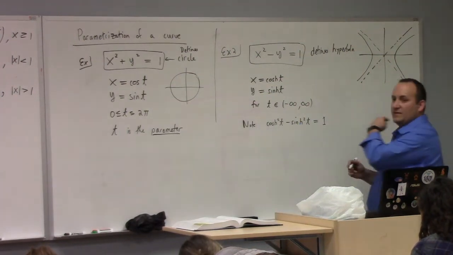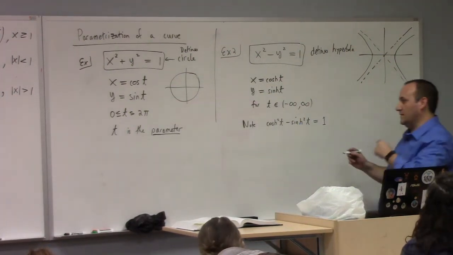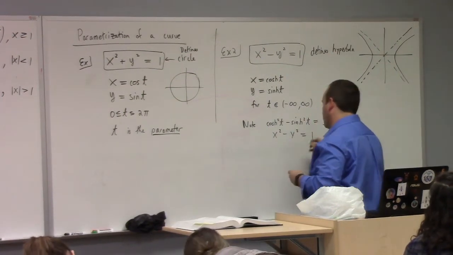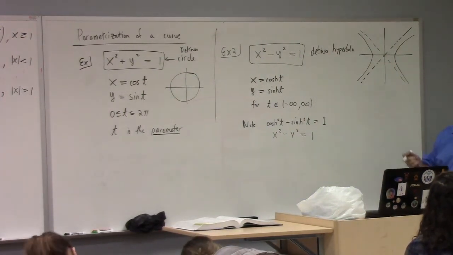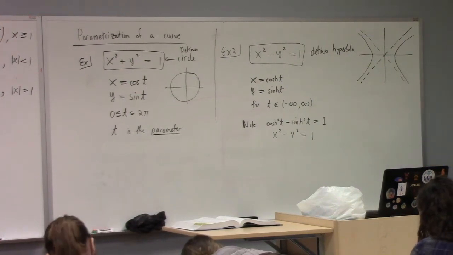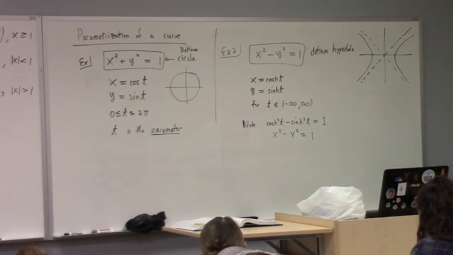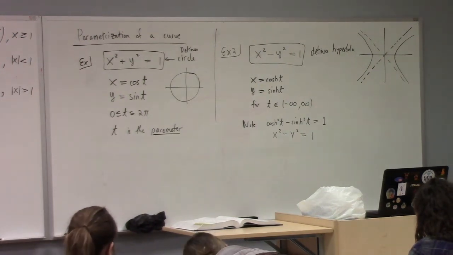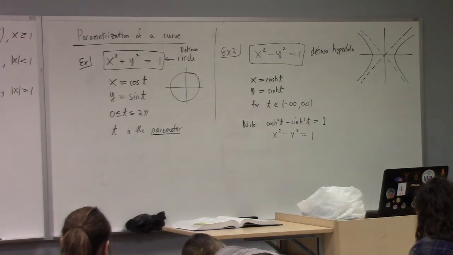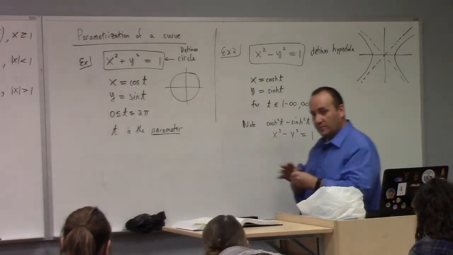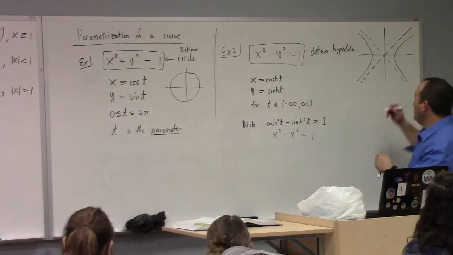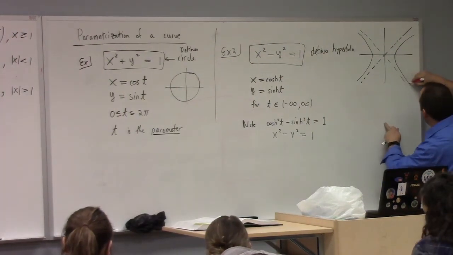So note, cosh squared minus sinh squared is 1, and this is x squared minus y squared equal to 1. In other words, it works. So this is a parameterization of a hyperbola. But actually, not the whole hyperbola, because what do we know about cosh? It's larger than or equal to 1. So to be more precise, this is simply a parameterization of the right branch of the hyperbola.